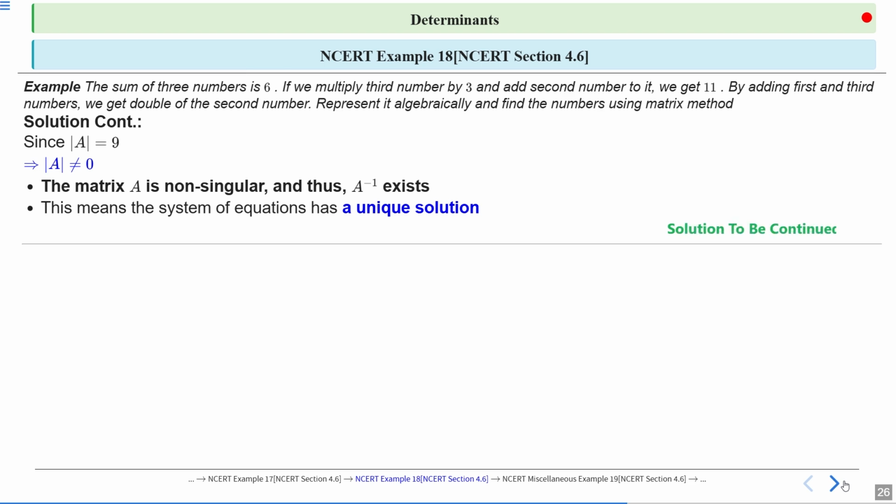Third line is by adding the first and third number. The first number is x and the third number is z. So by adding the first and third number, that is x plus z, we get double the second number. Double the second number is 2y. So x plus z is equal to 2y. So we have three linear equations. First x plus y plus z equal to 6, then y plus 3z equal to 11, and the third is x plus z is equal to 2y. Okay, so we get a system of three linear equations by using these three statements.